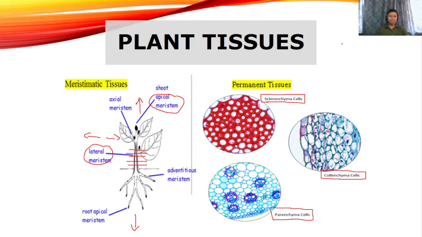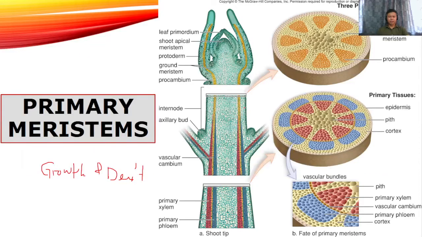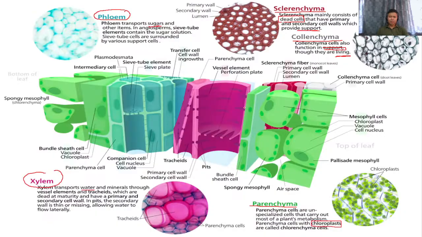For the xylem and phloem, their main function is for the transport of food and water, which will keep the plants alive. Okay, so that's it for the animal tissues and plant tissues.